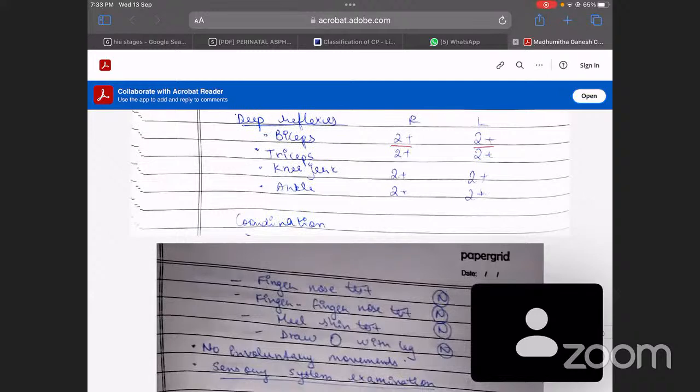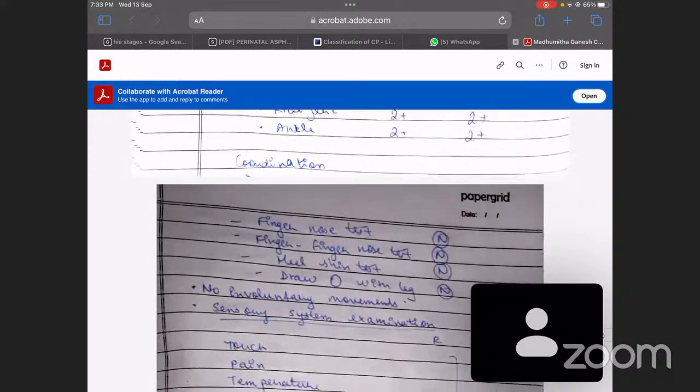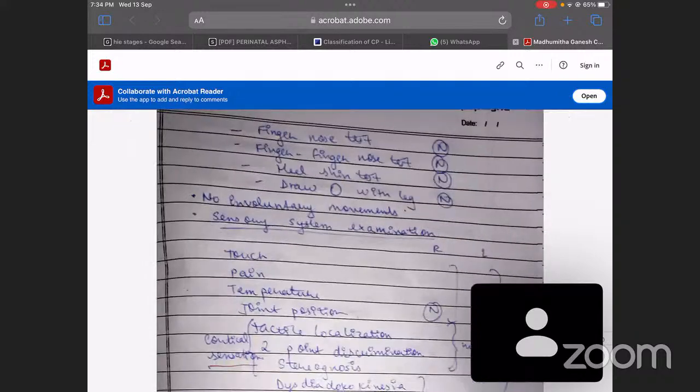Okay, sir. So coordination, the finger nose test was normal, but it was a little bit difficult to demonstrate it on the child because we had to perform it on our own to make the child do it. Heel shin test was also normal, and drawing a circle with the leg was also normal. And there are no involuntary movements such as chorea, athetosis, ballismus, or hemiballismus. Okay, cool. Nice. Then go on.